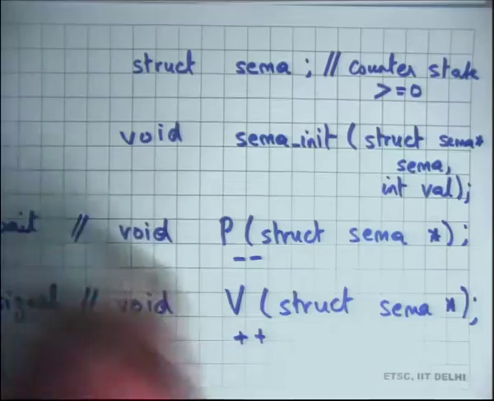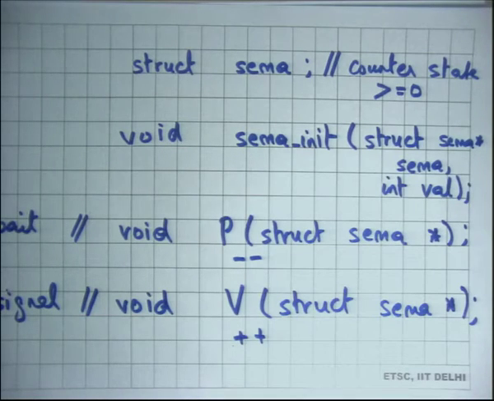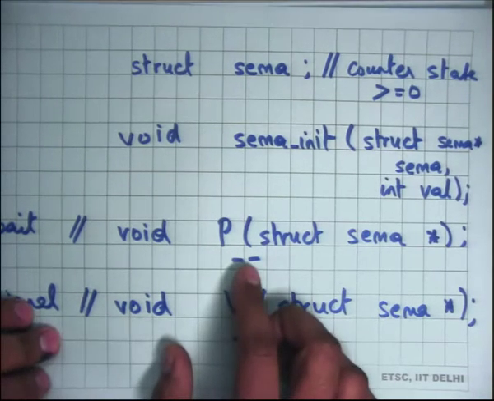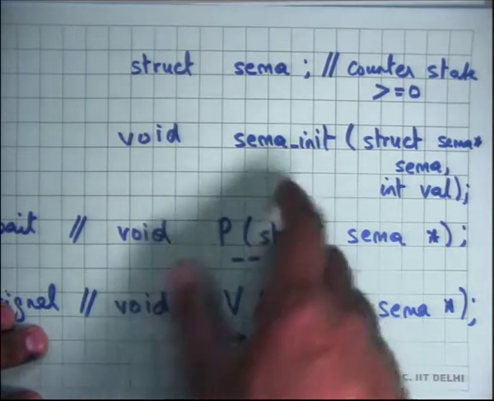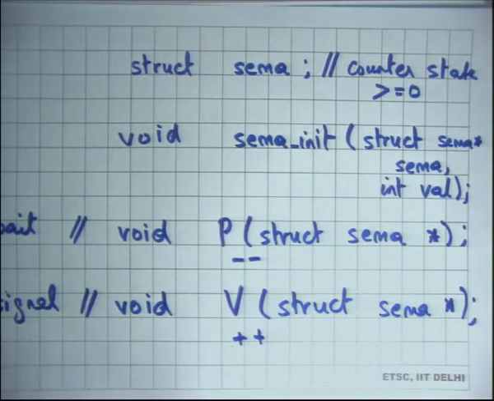Most importantly, all these three operations are atomic with respect to each other. So the operation of decrementing and waiting is atomic with respect to increment and initialization. That's why this is an interesting abstraction from a concurrency standpoint. P, V and init are completely atomic with respect to each other.